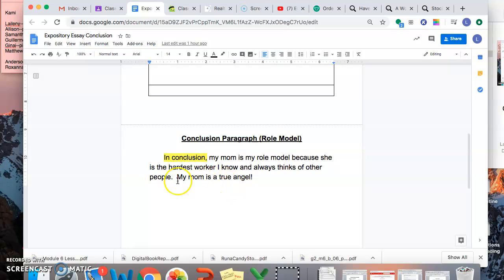Then you're going to end with the personality. So I ended with, my mom is a true angel. Okay, that was my last sentence. Again, short, to the point, stays on topic. That's what a conclusion is supposed to do. So use this to guide you, okay?